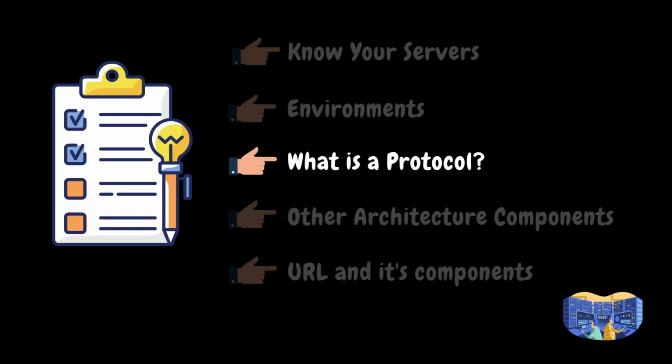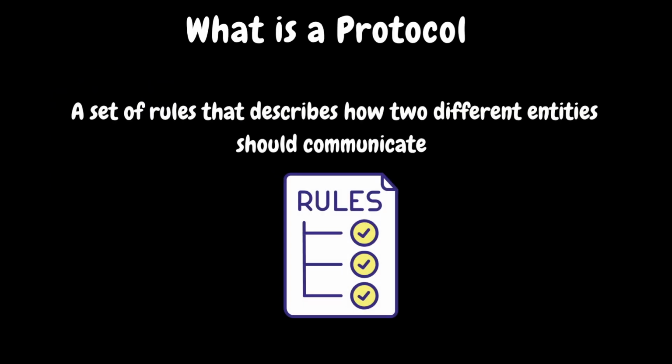Now let's look at what exactly a protocol is. In a general sense, protocol is a set of rules that describes how two different entities should communicate. In other words, a group of agreed rules that determine the communication between different entities. Here, entities can be persons, systems, etc.